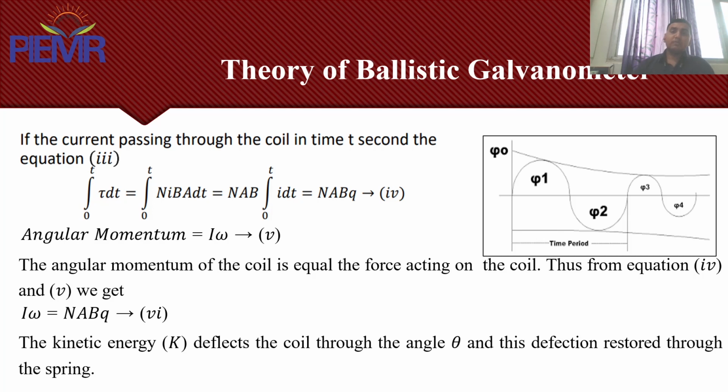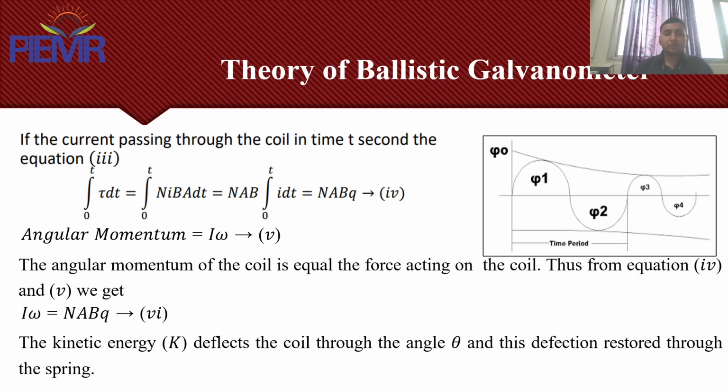As we know, we have to find the amount of charge flowing in the particular circuit. Then, by the function of angular momentum, this is I multiplied by omega. The angular momentum of the coil should be equal to the force acting on the coil. So from the above fourth equation, we get I omega, which is the torque provided, the angular momentum, equal to NABQ, where K is the kinetic energy deflecting the coil through the angle theta.